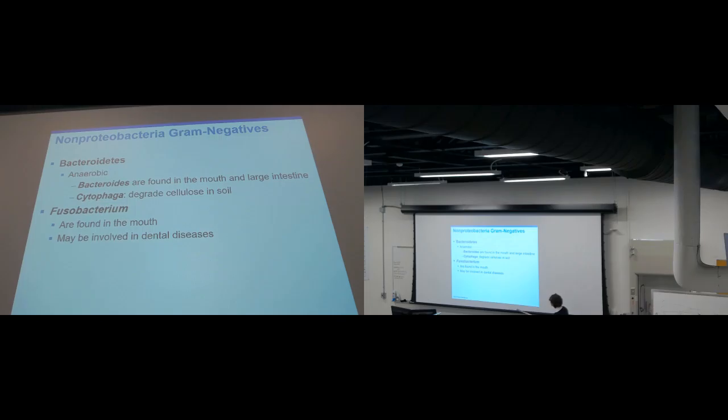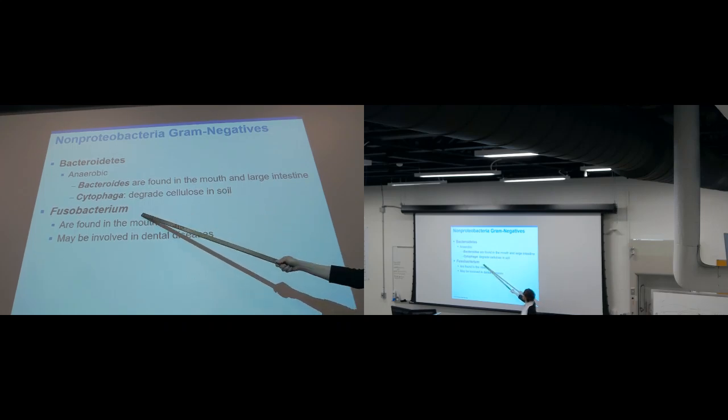Another non-proteobacteria, it's a gram-negative, will be Bacteroidetes, which are anaerobes. And these Bacteroidetes are found in the mouth and in the large intestines. And Cytophaga degrades cellulose in soil. So it's one of these members of Bacteroidetes that degrades cellulose in soil.